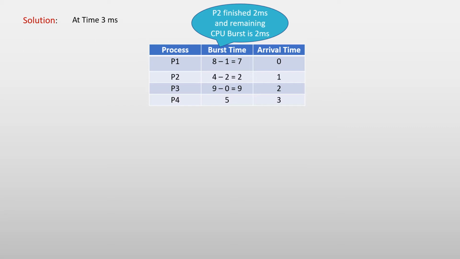At this time, the process states are as follows. P1 has a CPU burst of 7 milliseconds remaining. P2 has 2 milliseconds remaining. P3 requires 9 milliseconds of CPU. It has not processed anything, so its remaining CPU burst is equal to the actual CPU burst, which is 9. And P4 has arrived fresh with a 5 unit CPU burst requirement.